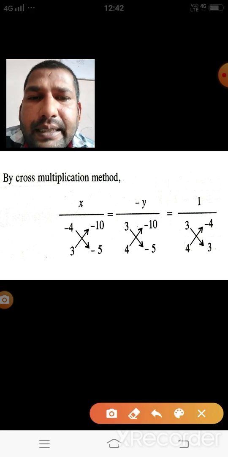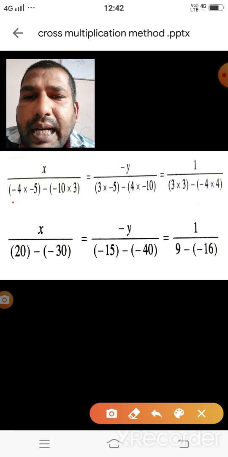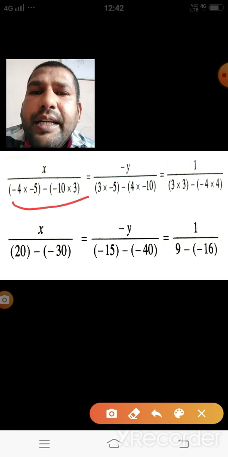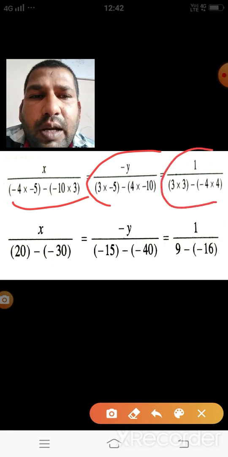Then we are getting these values: x upon minus 4 into minus 5 minus down to up, minus 10 into 3. Same for the second expression, minus y upon up to down 3 into minus 5, minus down to up 4 into minus 10. And for the last expression also, 1 upon up to down 3 into 3 minus 4 into 4 down to up.